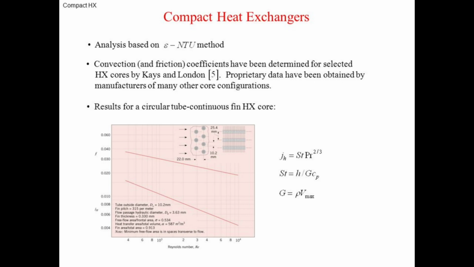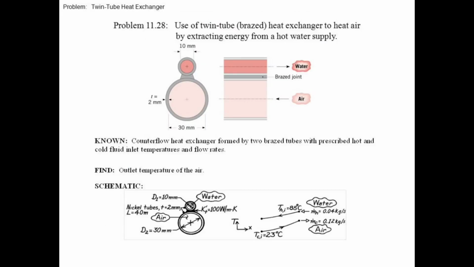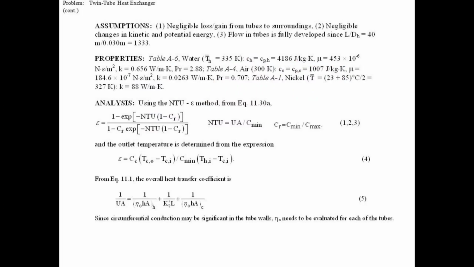The compact heat exchanger is analyzed based on the NTU method. Convection coefficients have been determined for selected heat exchangers by Kays and London, and the data have been obtained by manufacturers of many other core configurations. In this problem, we can take properties from the HMT data book tables and analyze. In the NTU method, the formula is epsilon equal to (1 minus exponential of minus NTU into (1 minus CR)) divided by (1 minus CR exponential of minus NTU into (1 minus CR)). NTU is equal to UA by C minimum.